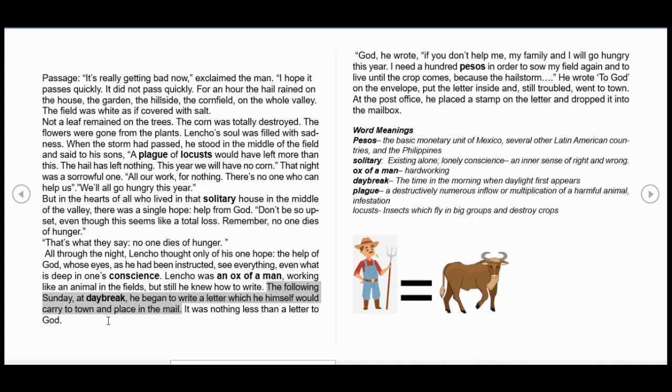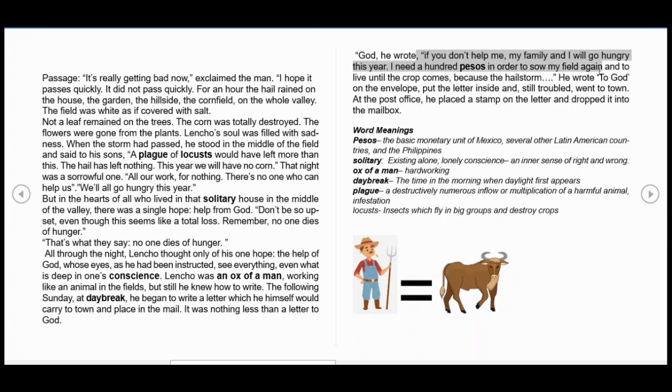which he himself will carry to the town and place it in the mail. Now who has he written this letter to? So he writes a letter to God. What does he write in that? Now he is trying to express, although he knows that God can see everything, but he is expressing his own pain into that letter. He narrates his ordeal.